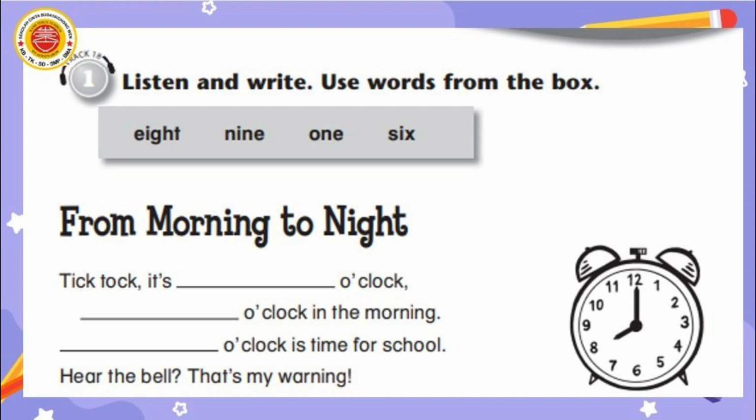Unit 6. Every day. Page 51. Activity 1. Listen and write. Use words from the box.